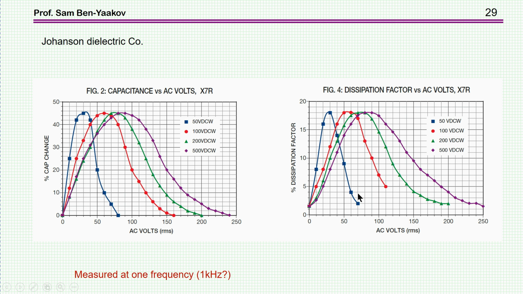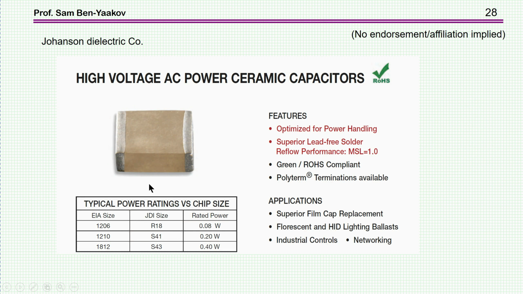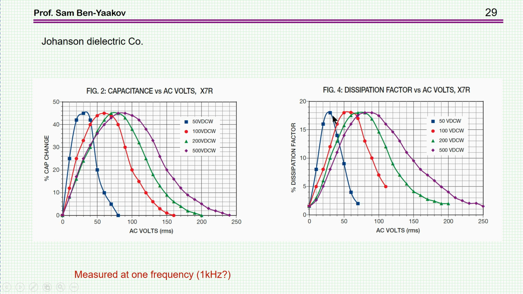Now, as we have seen before, this also affects the dissipation factor, which is going up quite a bit. Here, it's only 15, 18%. In the previous slide, we've seen changes between, say, 1 to 3%. So it's a factor of 3. And here it's only 20%. So you really don't know what's going on. It's really strange that there's that much of a difference between two sets of data for this X7R.